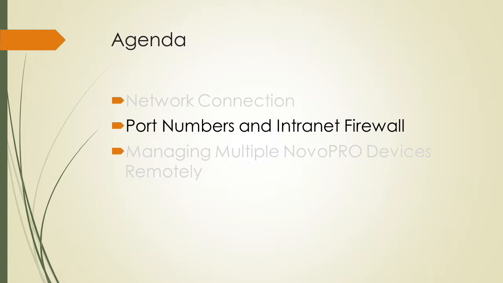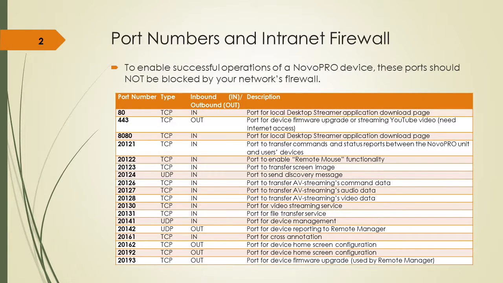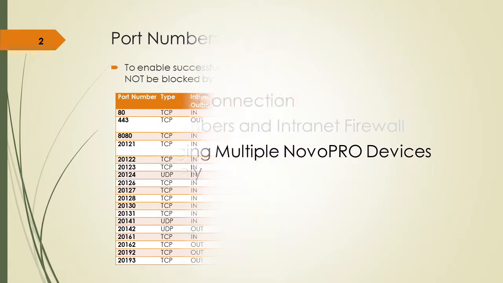Beyond the physical network setup, there are a variety of ports and firewall settings that need to be considered. To enable successful operations of a Novo Pro device, these ports should be opened and not blocked by your network's firewall. You should work with your network administrators to sort this out before deploying Novo Pros onto your network. This list can be found in the published Network Deployment Guide for Novo Pro.